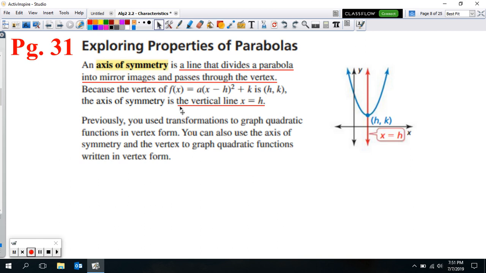And you can also write down that it is the vertical line x equals h. So the actual equation for that line would be x equals, because it is a vertical line. We learned about vertical lines before. X equals the number of the h coordinate right there. So whatever your h coordinate is, whatever that number is, that would be the number here for the axis of symmetry line going down.